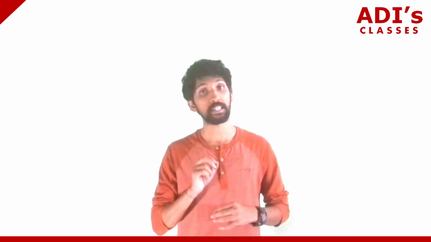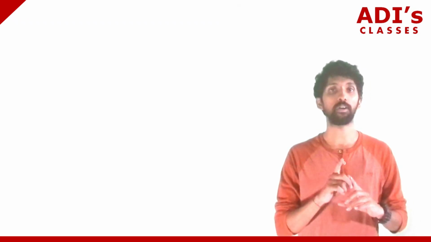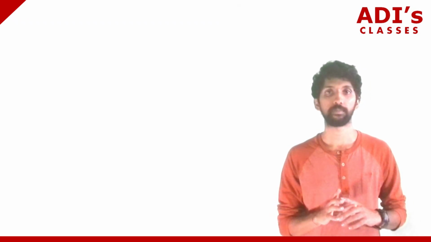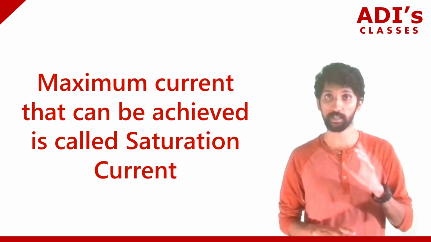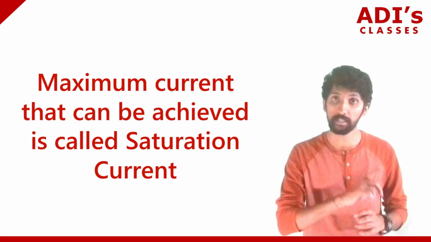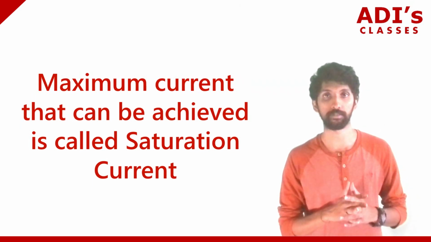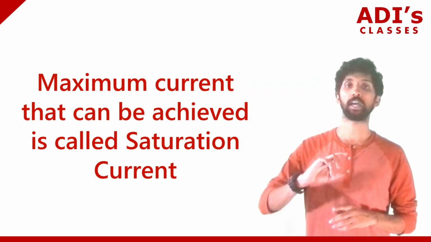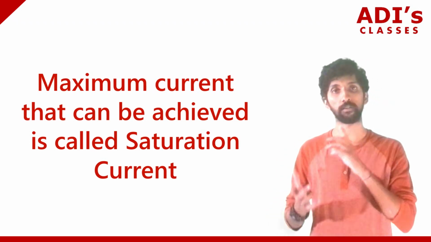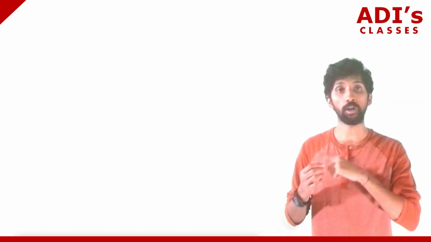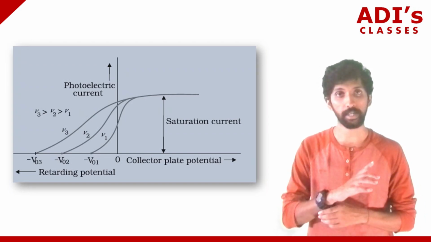has reached saturation. So this maximum current that we get is called the saturation current. It doesn't matter how much more you increase the collector potential, the current in the system will not change. So it has reached saturation. Now as we have different stopping potentials for different frequencies, this is how the graph looks. All of them are reaching the saturation point, meaning it's the same, correct?